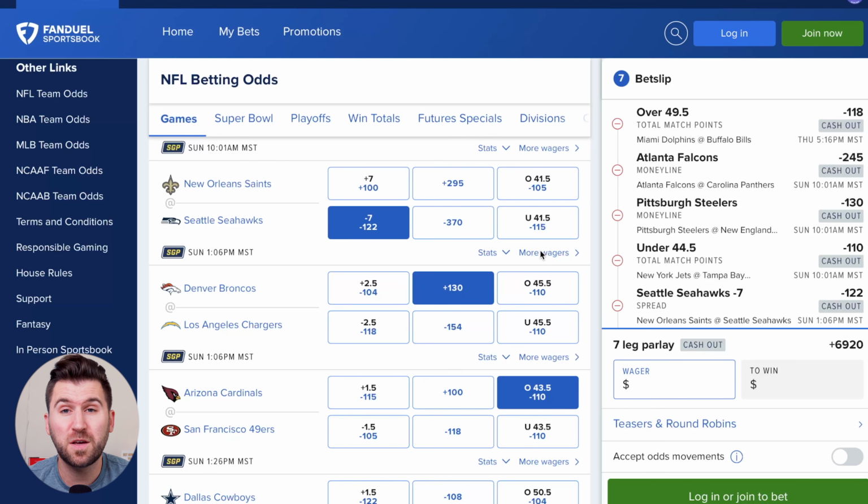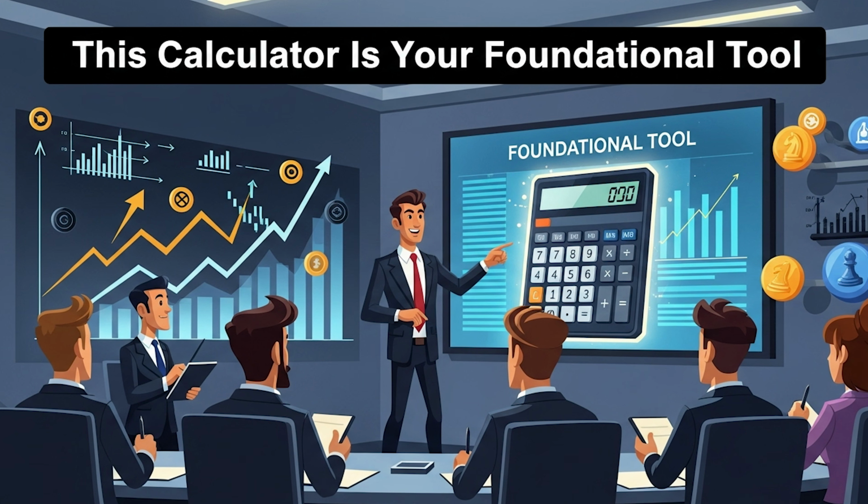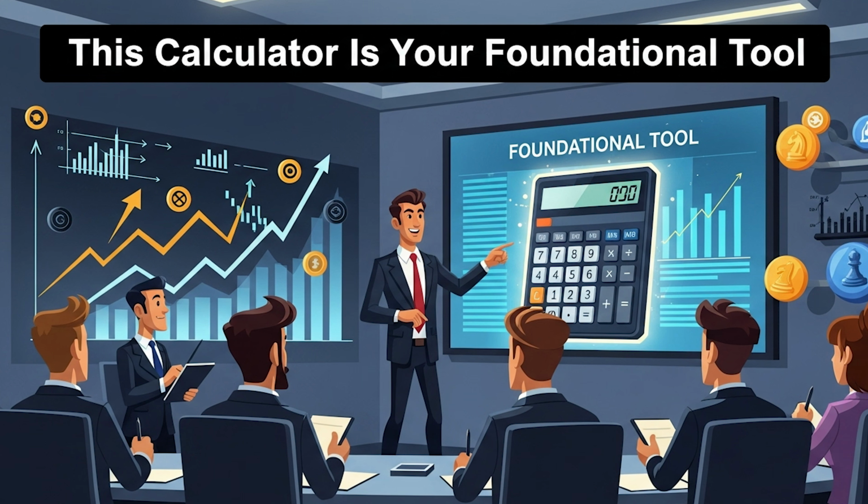But where most bettors get confused is when they're cooking up their parlay and they see odds of plus 6920, they get super excited because a $100 wager is going to pay them out almost $7,000. But what they don't understand is plus 6920 American odds gives them under a 1.5% chance of winning this bet. The odds converter calculator removes any confusion because it's going to show you every odds format, your potential payout, and your fair win probability. This is your foundational tool because you can't use any of the other calculators effectively without first understanding what the odds represent.